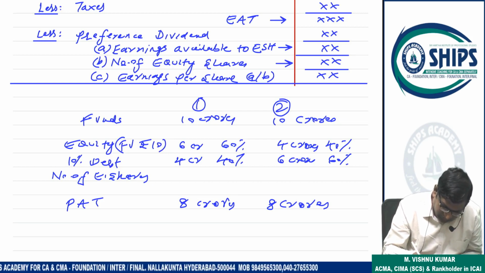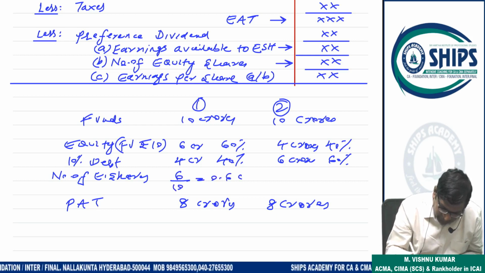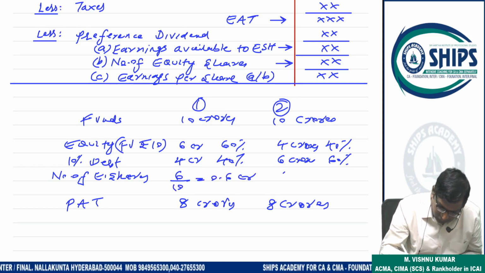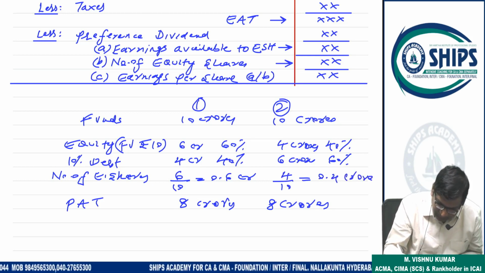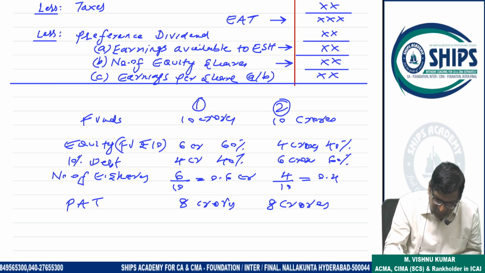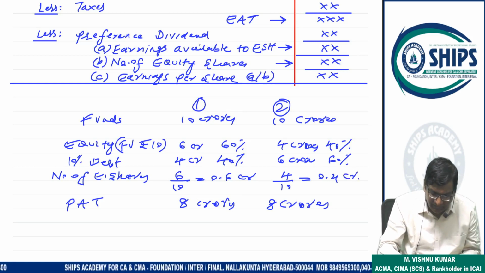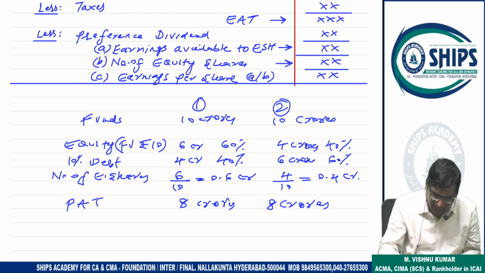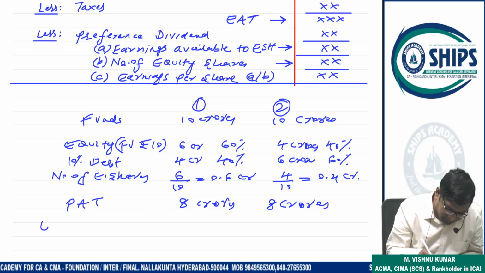So number of shares means what? Equity capital divided by face value. So 6 crores divided by 10, how many shares will come? 0.6 crore. Here 4 crore is the share capital, so 4 crore share capital divided by 10 rupees face value, so how many shares? 0.4 crore. Okay. So in the first situation, the number of equity shares is how much? 0.6. In the second situation, the number of equity shares is how much? 0.4. Now we are calculating earning per share. What are we calculating?